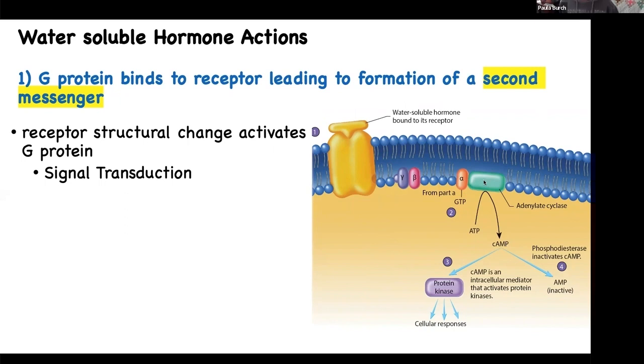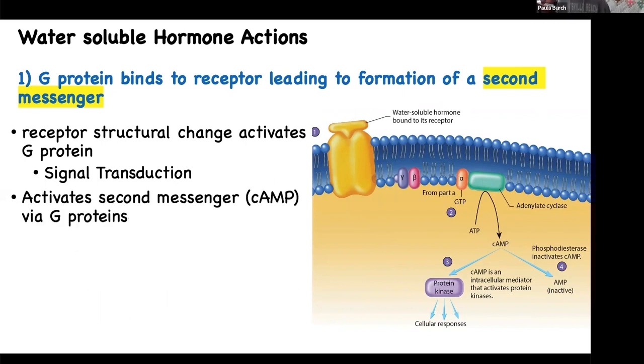Adenylate cyclase removes two phosphates from ATP, converting it into cyclic AMP, and cyclic AMP is your second messenger. What occurs next is dependent upon the enzymes present in the cell. Phosphodiesterase will inactivate cyclic AMP. If, however, the cell has an inactive form of an enzyme called a protein kinase, cyclic AMP will activate the protein kinase.